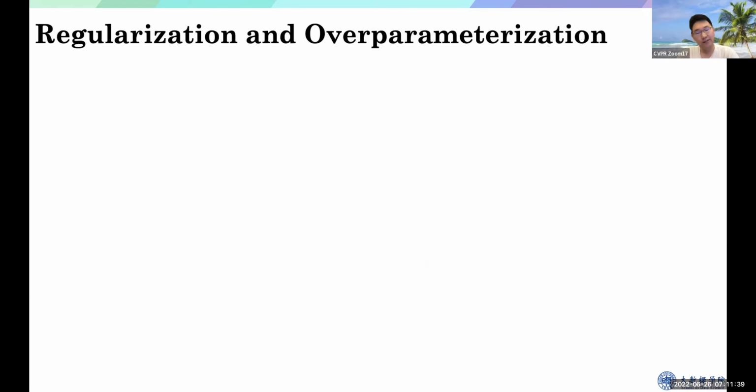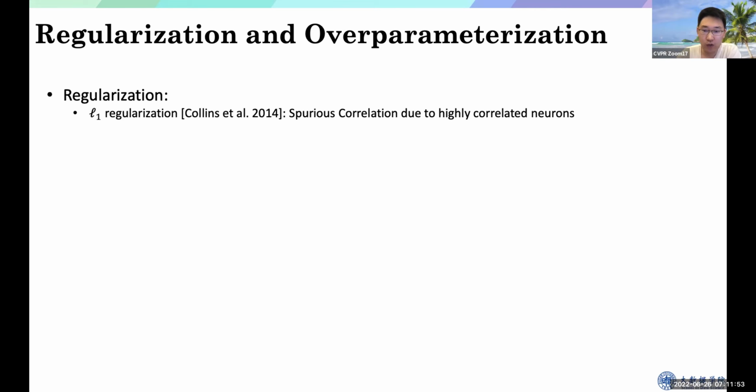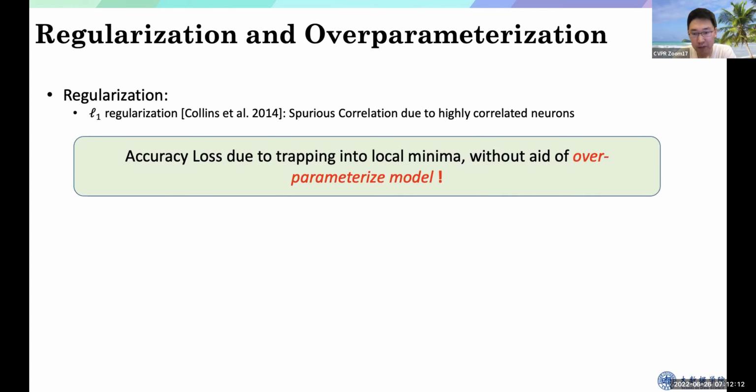So let's briefly review previous work on regularization and over-parameterization. Existing work leverages regularization, such as L1 regularization, which enforces sparsity on neural networks, or L2, such as weight decay. However, training with regularization can decrease the capacity of the network, leading to a local optimum.